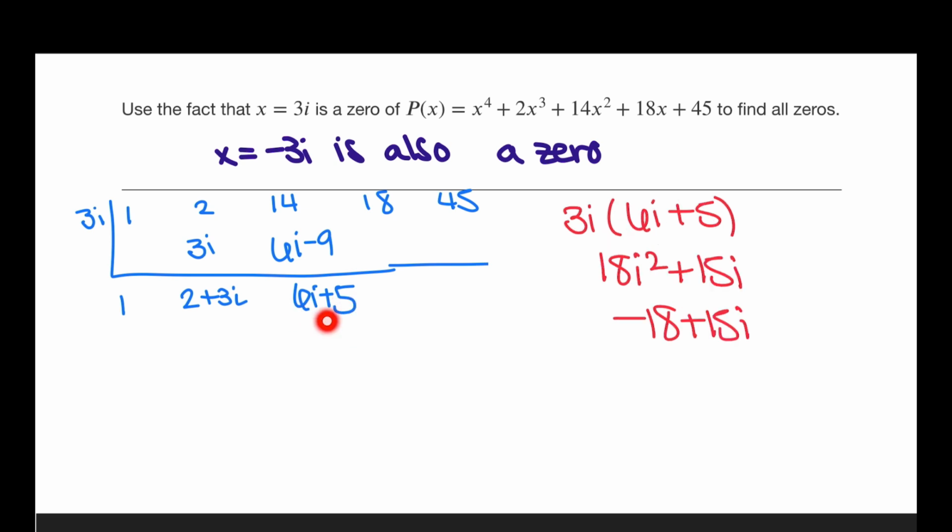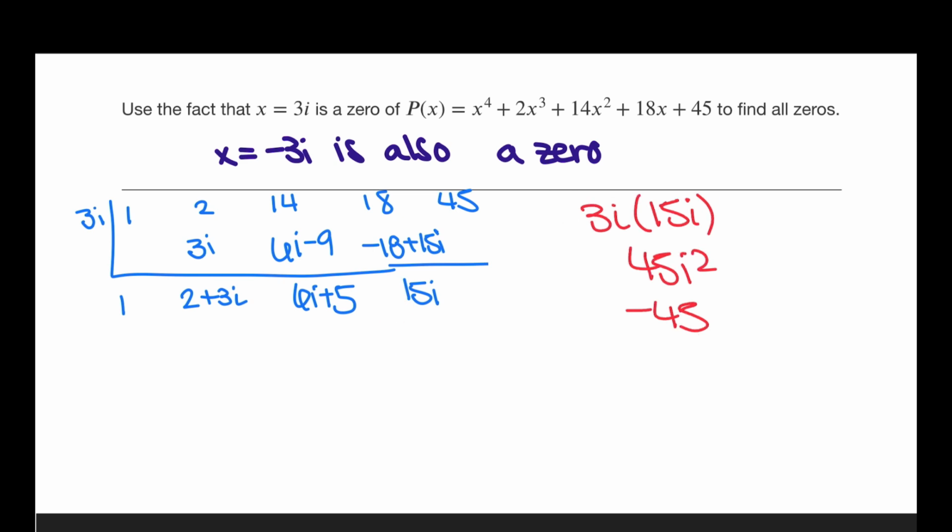I multiply again. 6i plus 5 times 3i. I'm going to distribute. 3i times 6i is 18i squared. 3i times 5 is 15i. i squared is negative 1, so this becomes negative 18 plus 15i. So I'll write that in here, and when we add, the 18s go away, and we're just left with 15i. All right, one more. 15i times 3i would be 45i squared. i squared is negative 1, so that's negative 45. We add, and we get 0. I'm glad we got 0. If we didn't, it means I made a mistake.